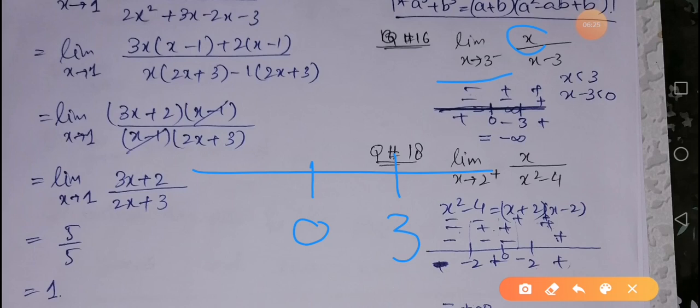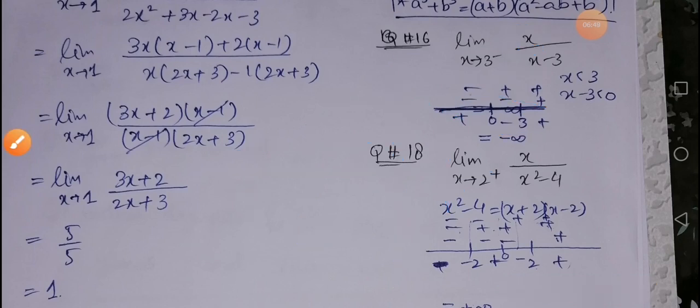When we put the signs for 0, the coefficient of x is positive, so positive on the right-hand side and negative on the left-hand side. Then we come to the point 3. For 3 the coefficient of x is positive, so positive on the right-hand side and negative on the left-hand side. Then we multiply these: negative times negative is positive, negative times positive is negative. Here we have the sign chart. Now the limit as x approaches 3 from the left-hand side, and on the left-hand side of 3 it's negative, so it will be negative infinity.